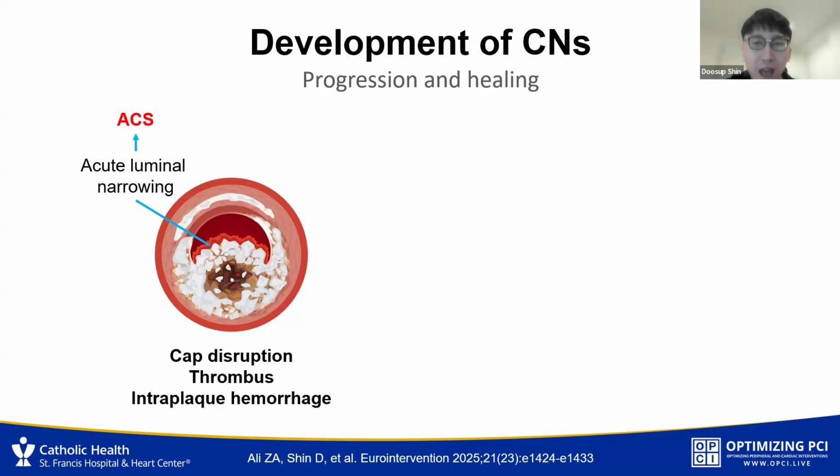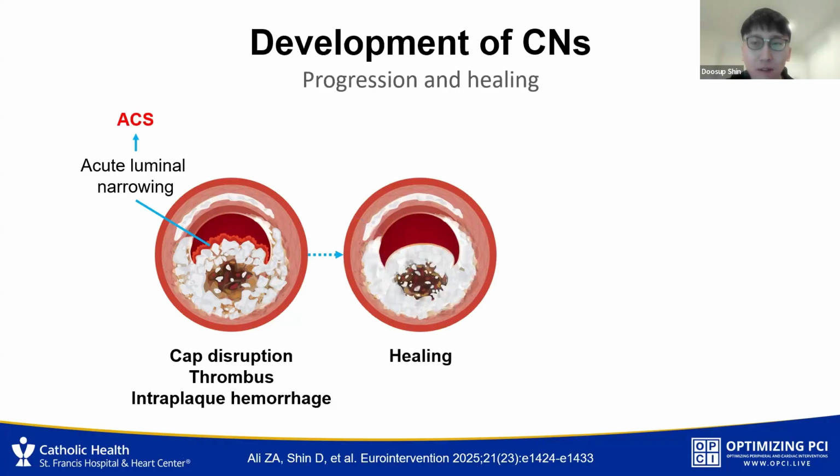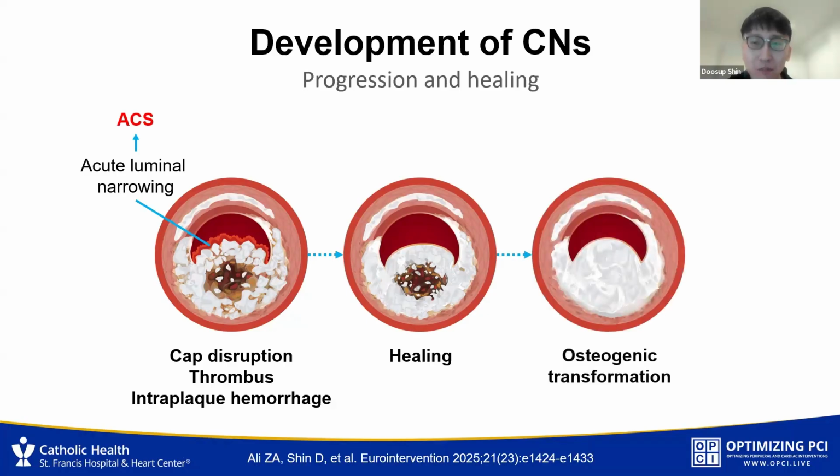However, if the fibrous cap remains intact or if the previously disrupted fibrous cap heals over time, calcification may continue to propagate into the inner portion of the calcified nodule through osteogenic transformation. And this results in a more mature, stabilized form of calcified nodule, which can sometimes cause a chronic coronary syndrome.